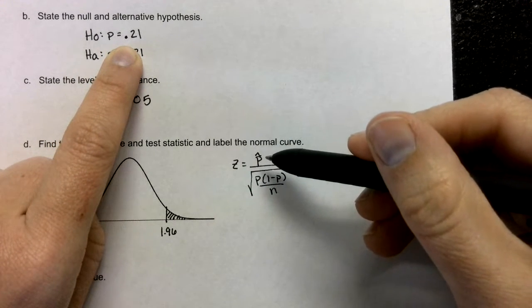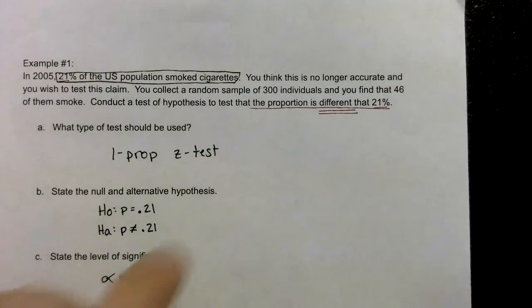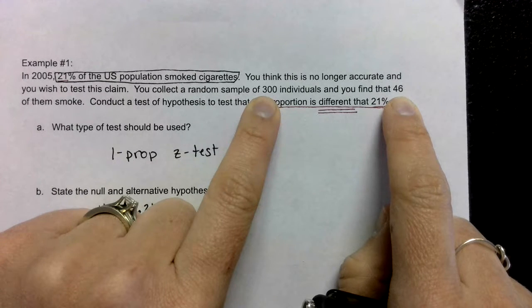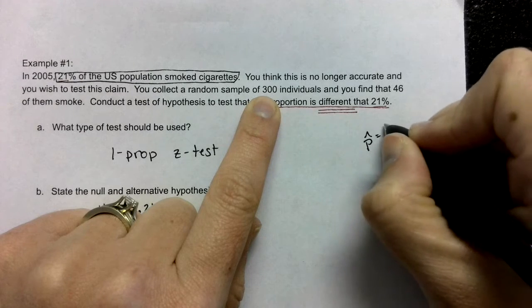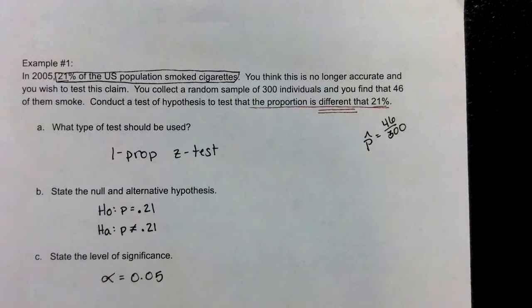p hat, hopefully you remember, is the sample proportion. So when I go up here, I'm seeing that they found in their sample 46 out of 300. So my p hat value is 46 out of 300.